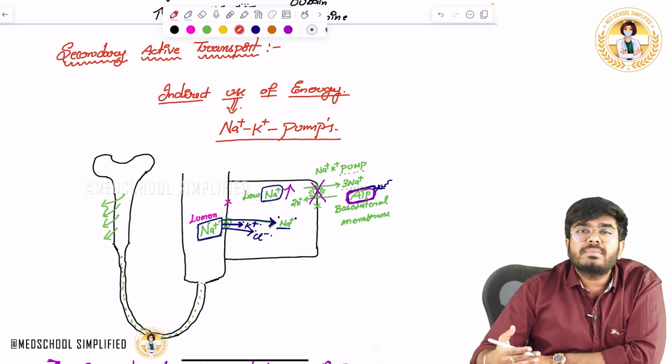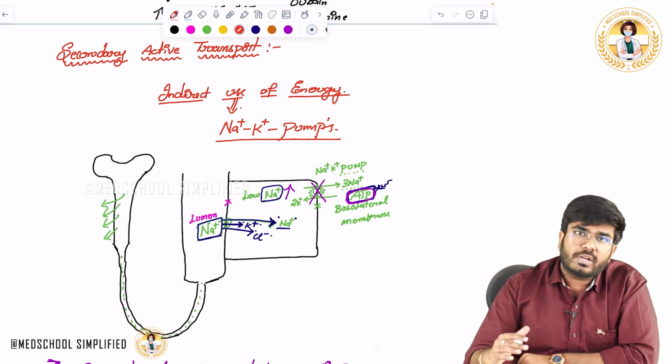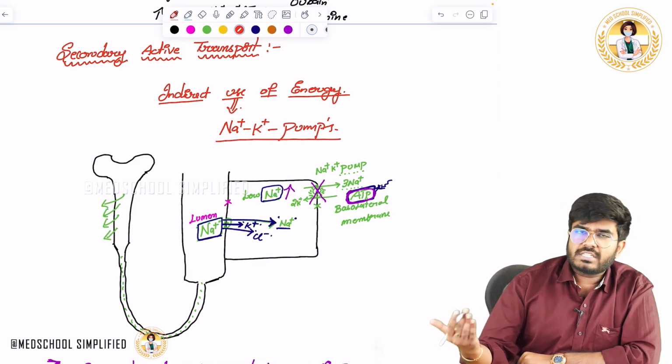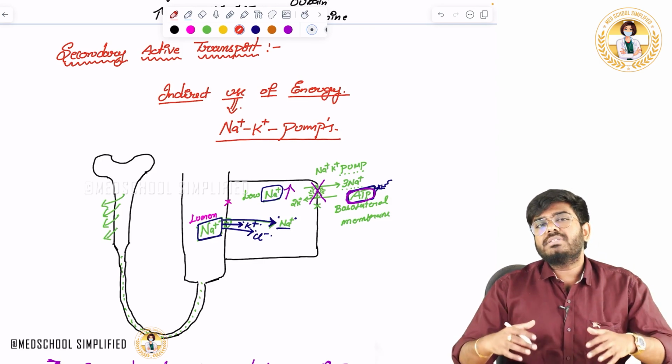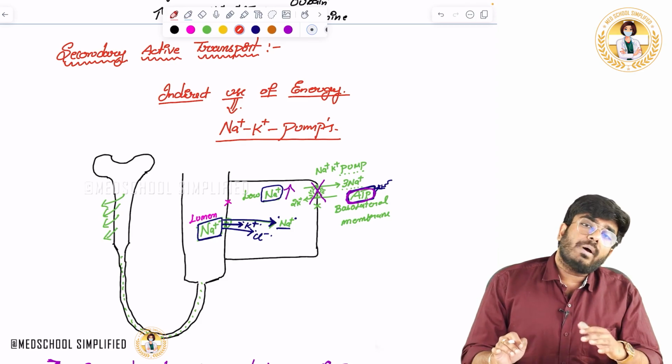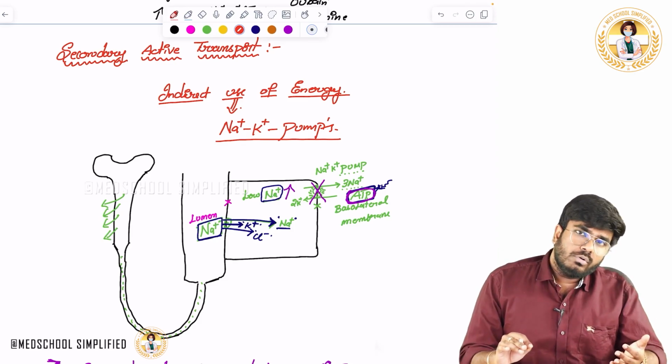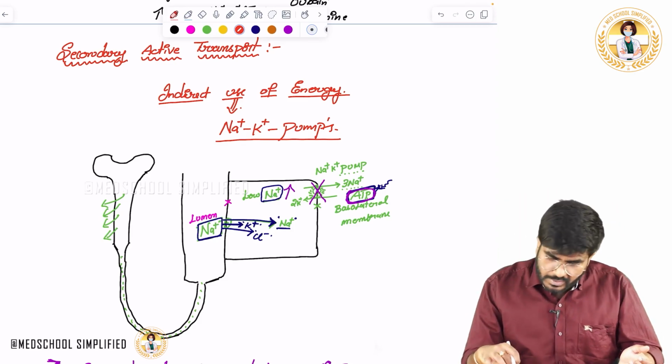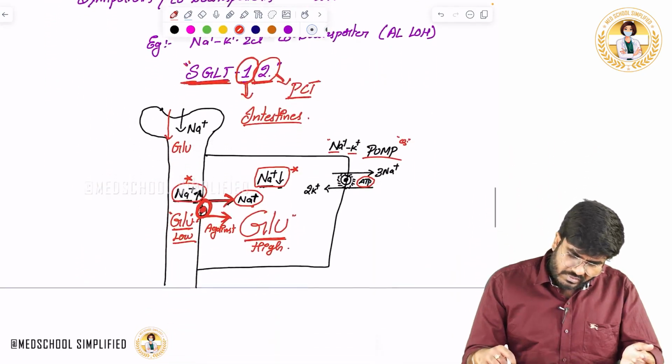Sodium potassium pumps by themselves are examples of primary active transport. Sodium is going out, potassium is coming in. So sodium potassium pumps are examples of primary active transport. But sodium potassium pumps provide indirect energy to secondary active transport. That's the point which I want you to know.